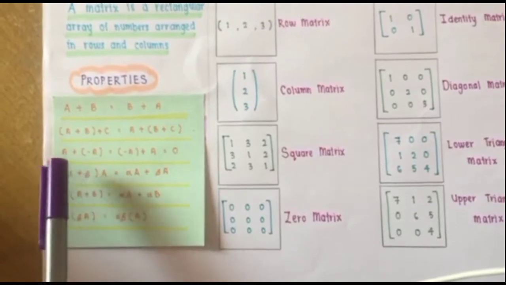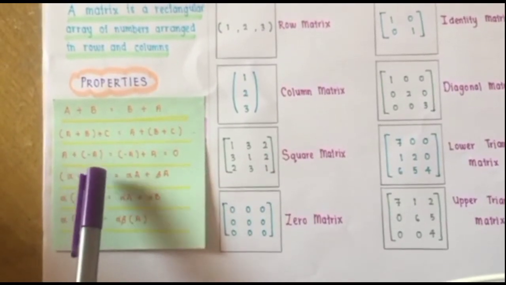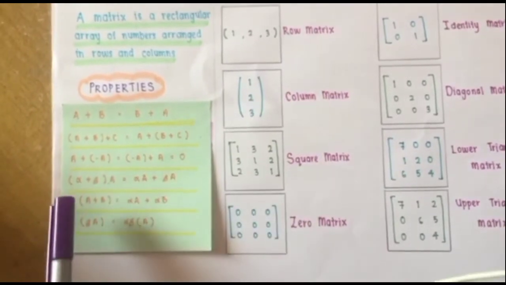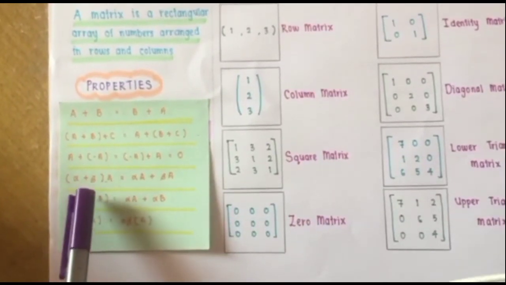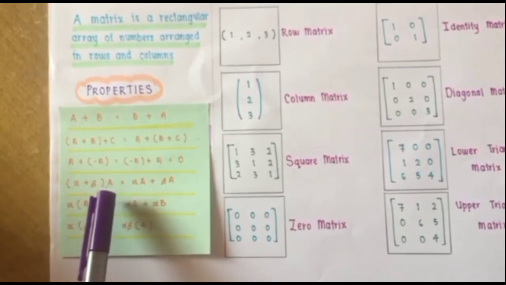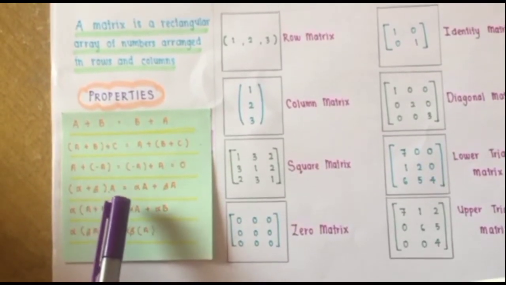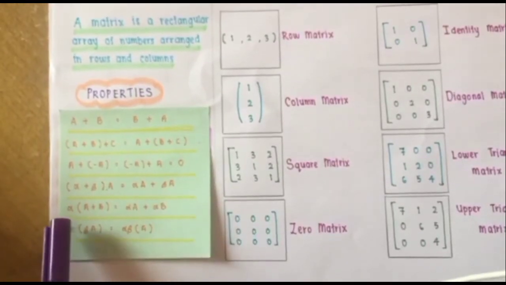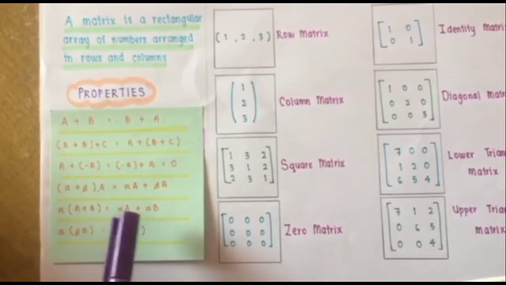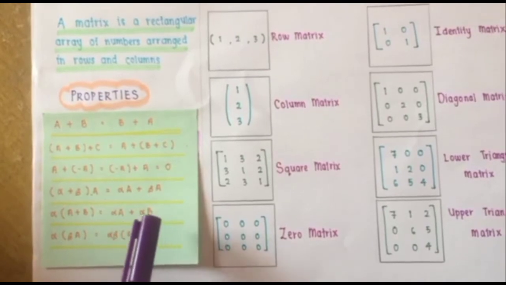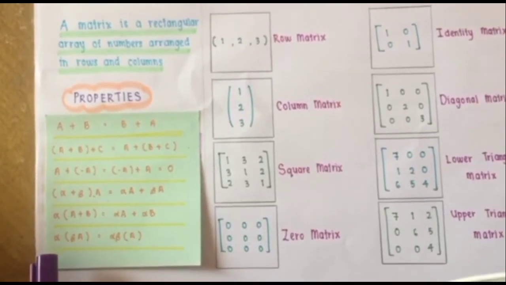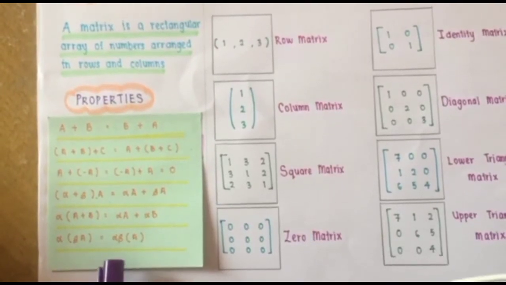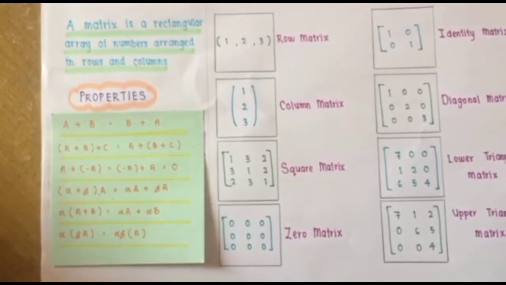The next one is A plus (negative A) equals (negative A) plus A equals 0. The next one, (alpha plus beta) multiplied with A is the same as alpha A plus beta A. The next one is alpha (A plus B), which is the same as alpha A plus alpha B. The last one, alpha (beta A) equals alpha beta A.